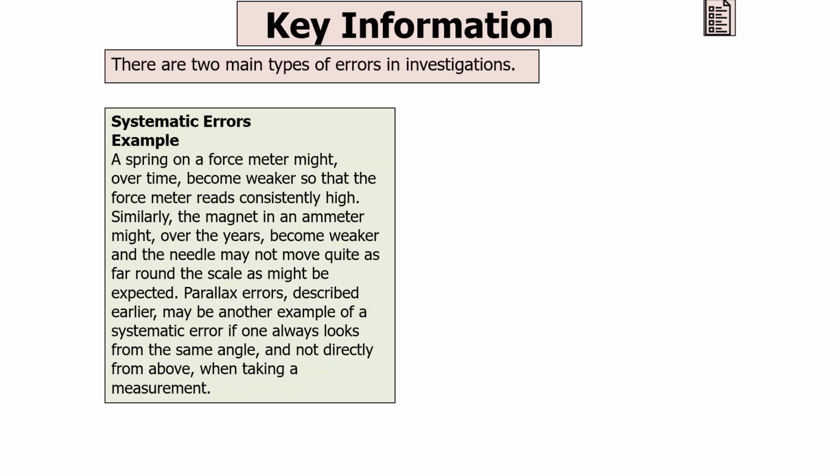So an example of a systematic error might be that a spring on a force meter might over time become weaker so that the force meter reads consistently high, or that the magnet in an ammeter might over years become weaker and the needle might not move as far around the scale as expected. Now, you could have a parallax error as a random error or as a systematic error if you're always looking at it from the same angle and not directly from above when taking a measurement.